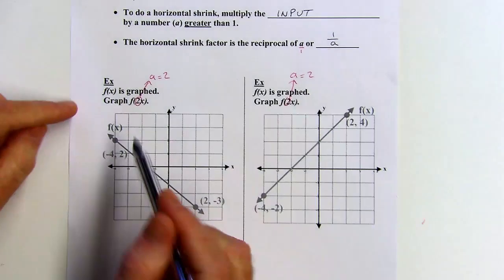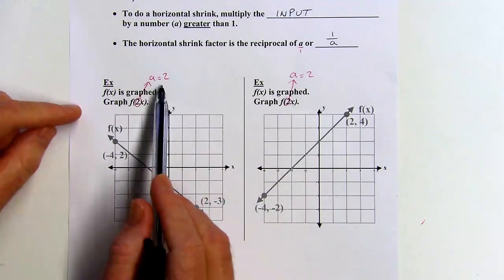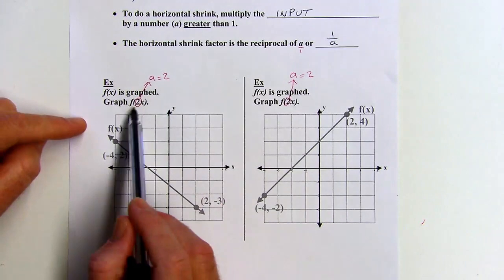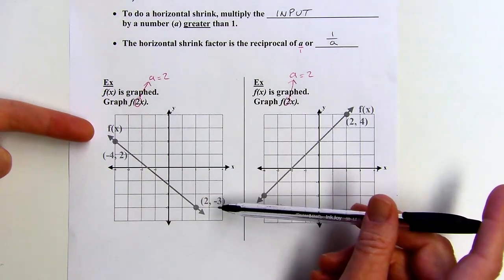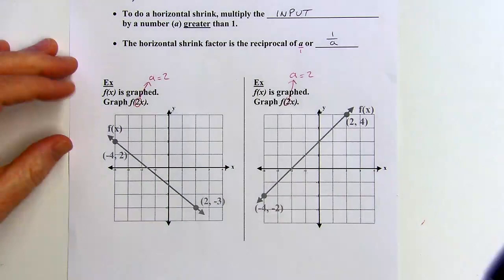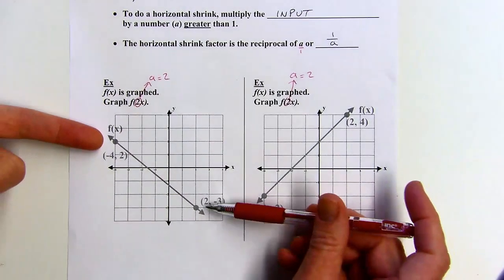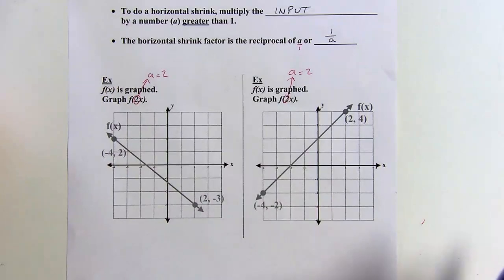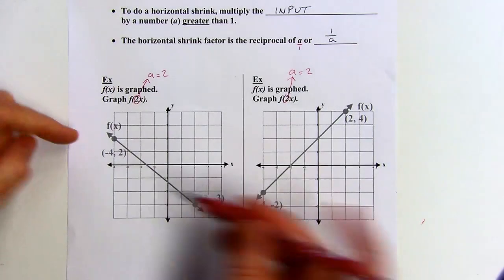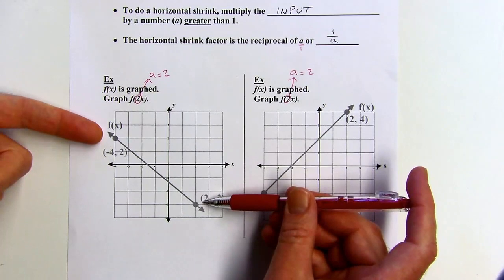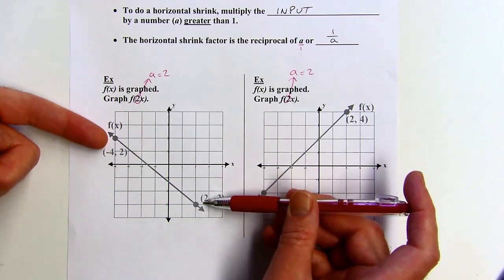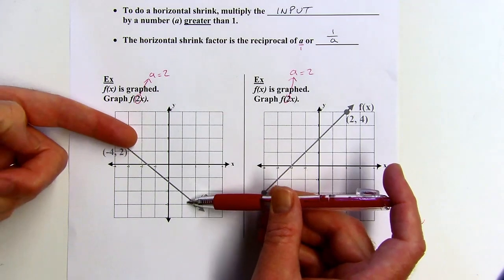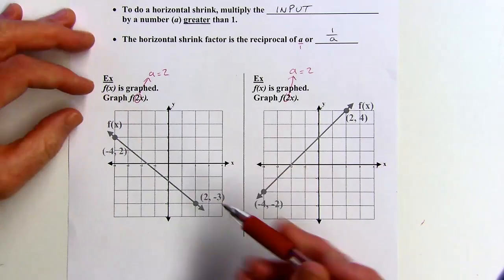So here I've got 2. It's a number more than 1, so I know it's going to be a horizontal shrink. That 2 is going to determine how far these points go. Since that's a 2, the graph is going to become twice as narrow. It's going to get sucked in towards the y-axis by a factor of 2.